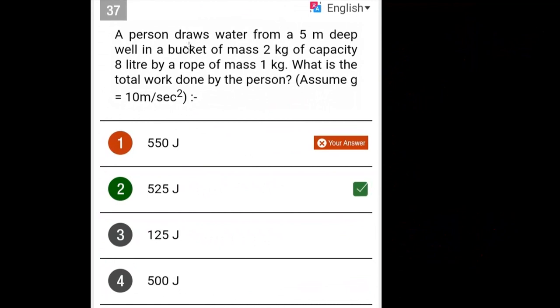A person draws water from a 5-meter deep well in a bucket of mass 2 kg and capacity 8 liter by a rope of mass 1 kg. What is the total work done by the person? Take the value of g as 10.